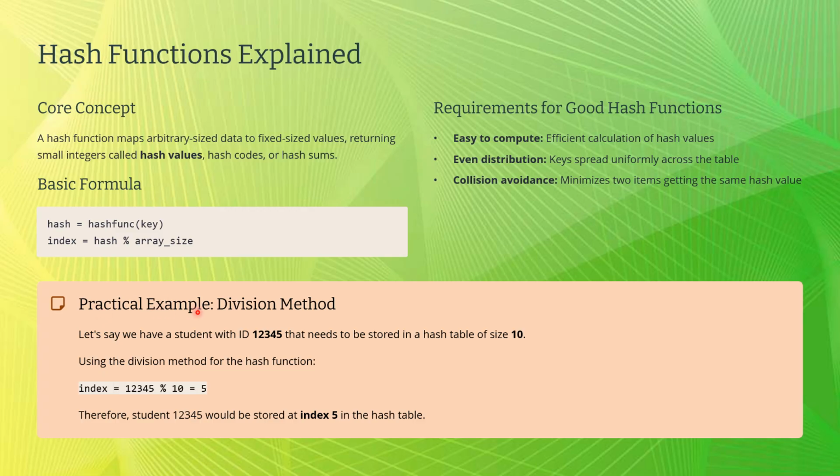So this is the practical example using division method. Here the key value is 12345. So 12345 stored in hash variable, that needs to be stored in a hash table of size 10. So here the array size is 10. So index equal to 12345 modulus division 10. In a modulus division, it returns the remainder value as the output. Therefore, student 12345 would be stored in index 5 in the hash table.